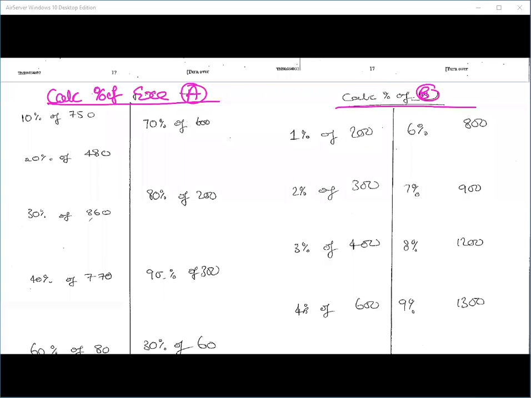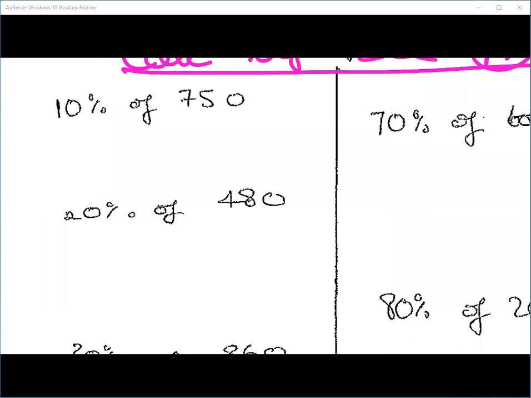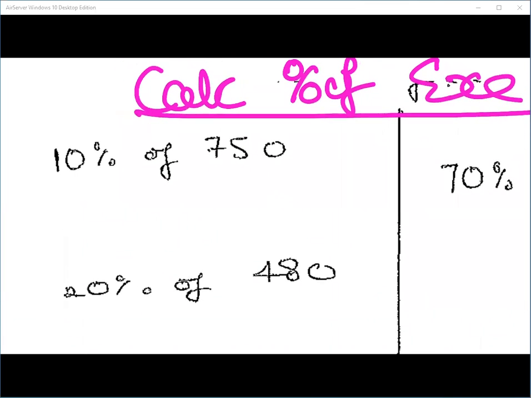Okay, right. We're going to work out 10% of 750. Let's start with the 10% value first, and then we're going to build it up to the 20s and the 30s and so on. So can you remind us, please, how did we work out 10% of 750 in the previous exercise?